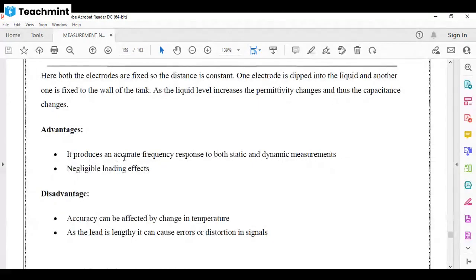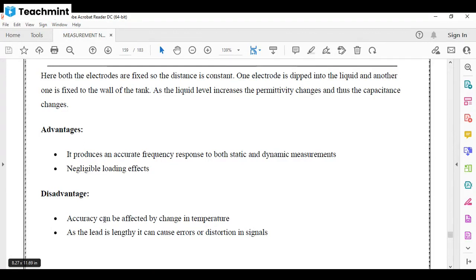It has accuracy as an advantage. It produces an accurate frequency response for both static and dynamic measurement. Another advantage is that the loading effect is negligible. The drawback or disadvantage is that the accuracy can be affected by change in temperature.